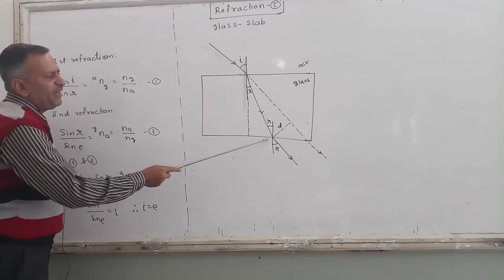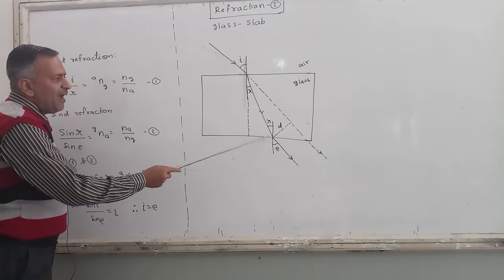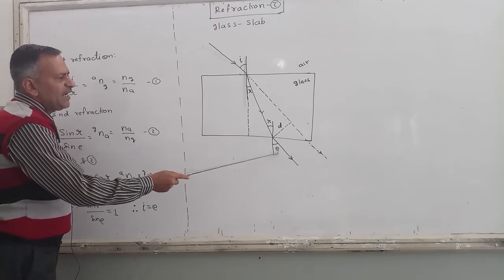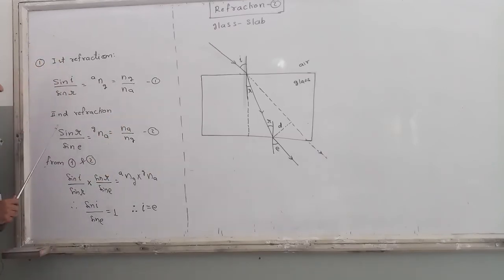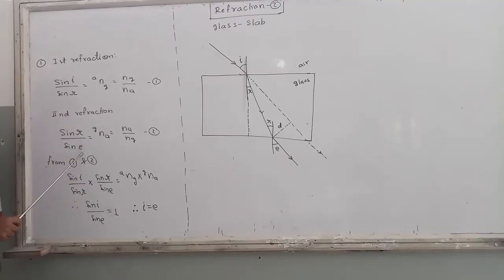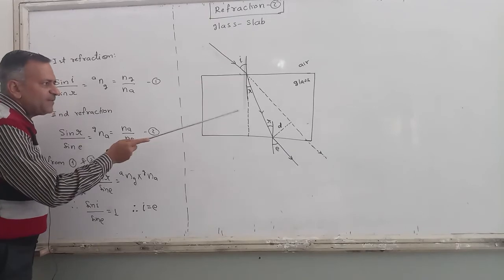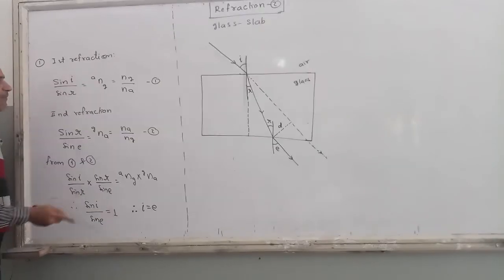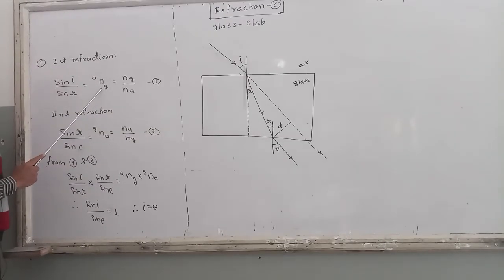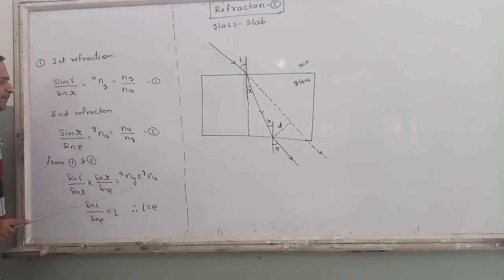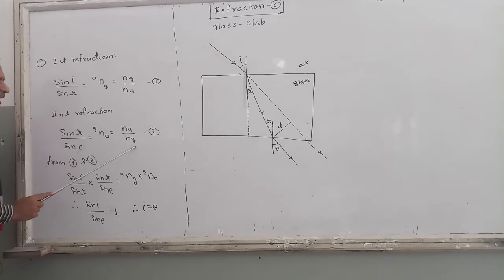And for the second refraction, again applying Snell's law, this angle of incidence, this is angle of refraction. So this becomes sin R upon sin E. This is the refractive index of air with respect to glass. ठीक है, यहाँ पे कौन सा मीडियम आएगा? सेकंड वाला मीडियम. यहाँ पे भी कौन सा मीडियम लिखा है हमने? सेकंड वाला मीडियम, राइट? This is equals to NA upon NG.